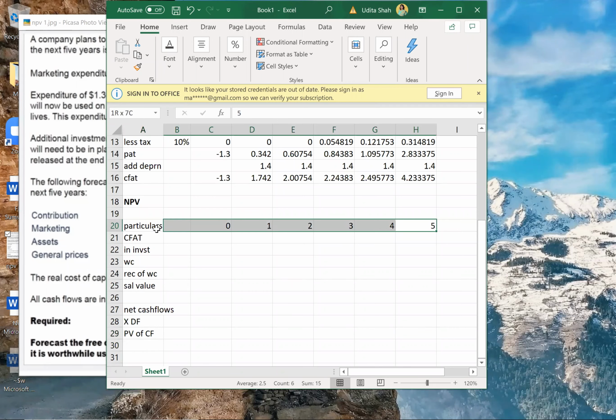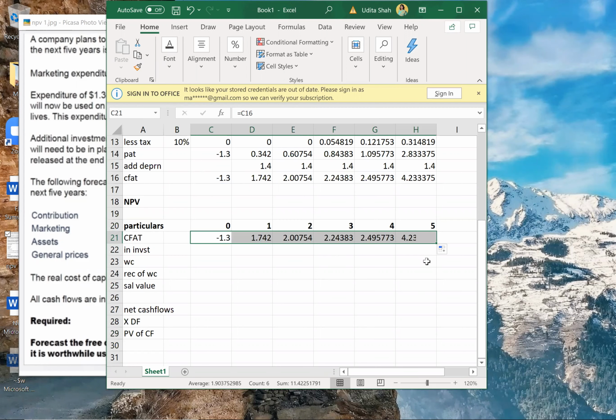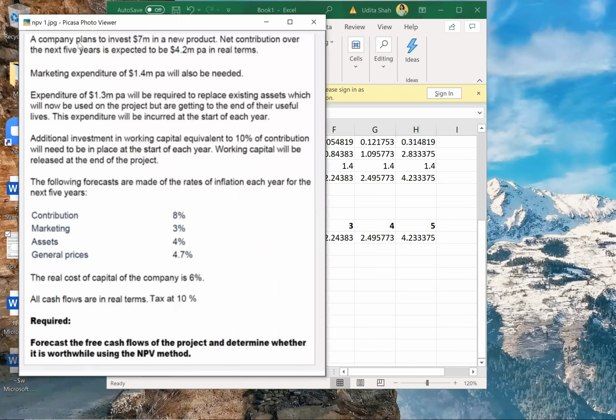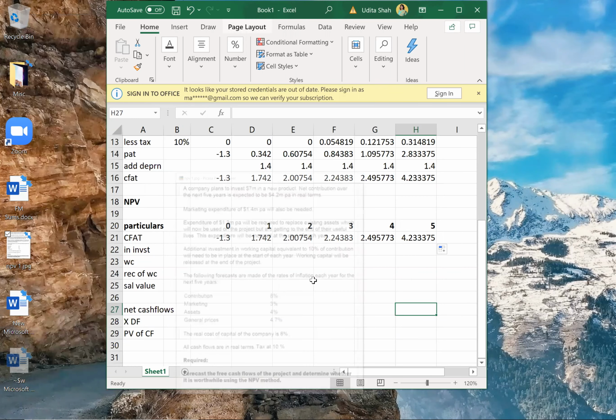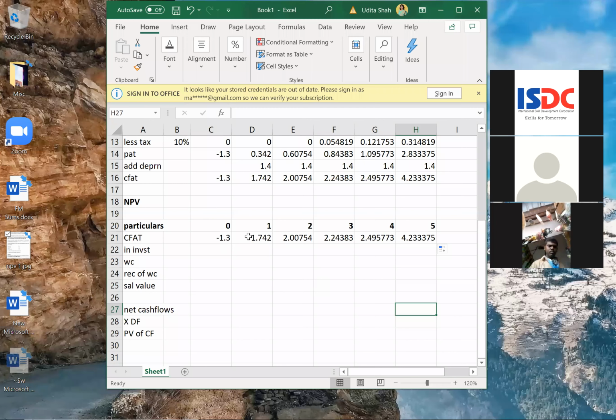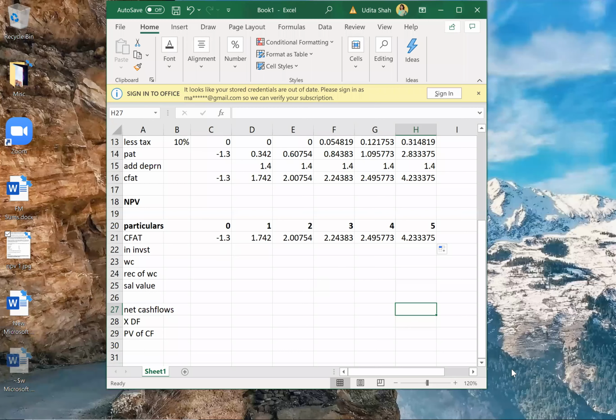Let us start then. We have already got the CFT, so we don't need to worry. Just copy paste this. That is my 5 years CFT. Next, initial investment. How much was my initial investment? The company plans to invest $7 million in a new product. So initial investment is -7 in year 0.